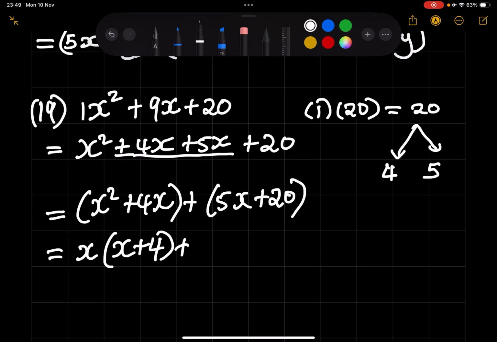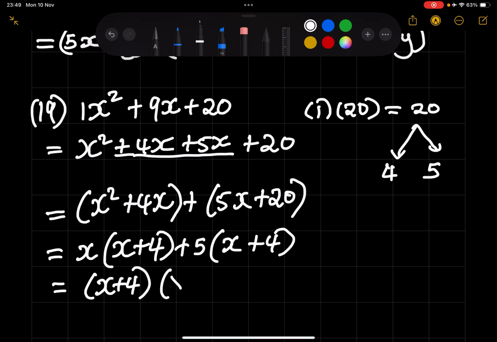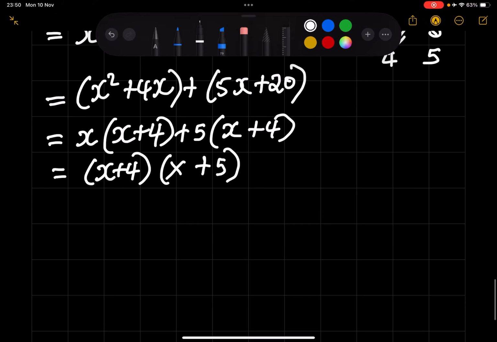Plus the highest common factor there is 5. Then we're left with x plus 4. Let's take out the common bracket, which is x plus 4. I'm sure we can see that the first bracket will be left with x and the second one will be left with plus 5. And ladies and gentlemen, that is fully factorized. Now let's do 20.